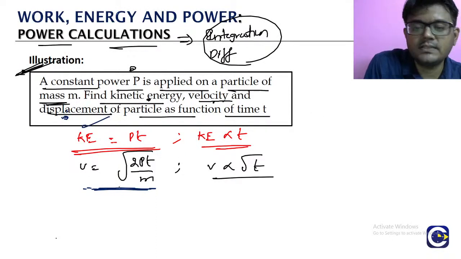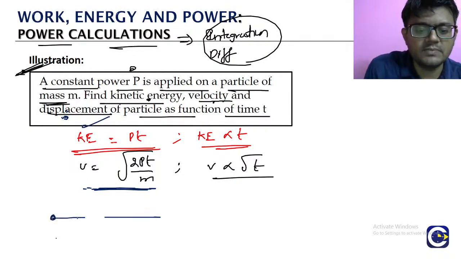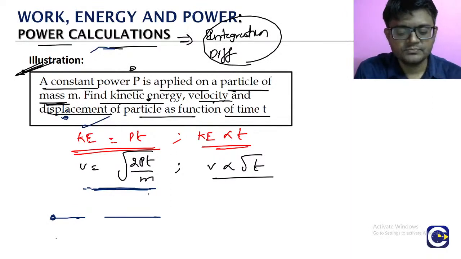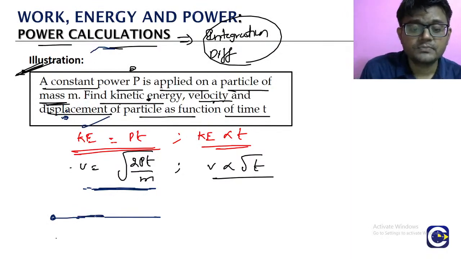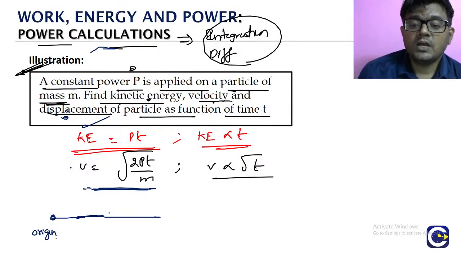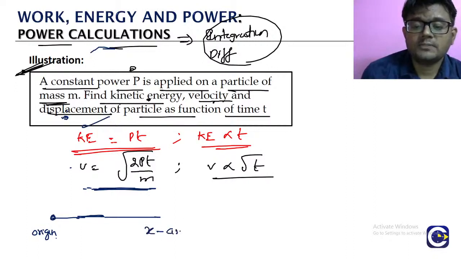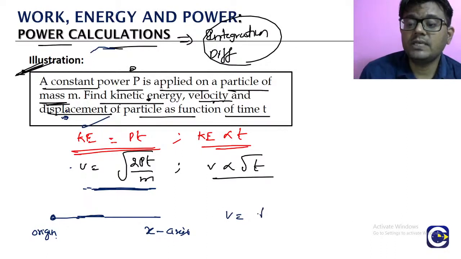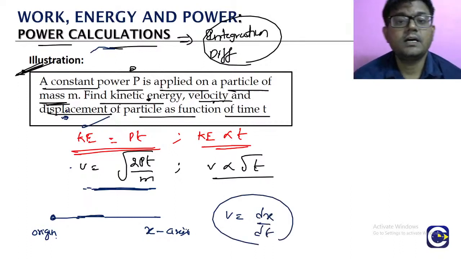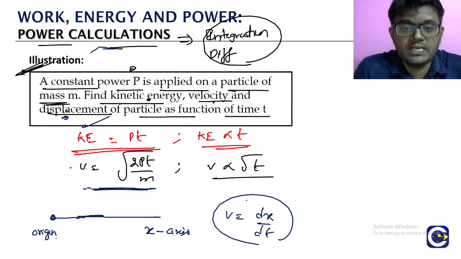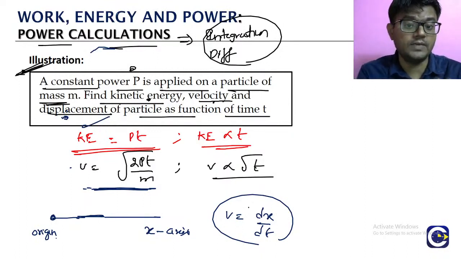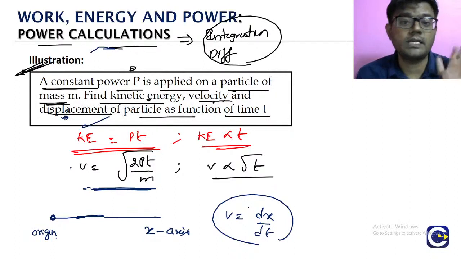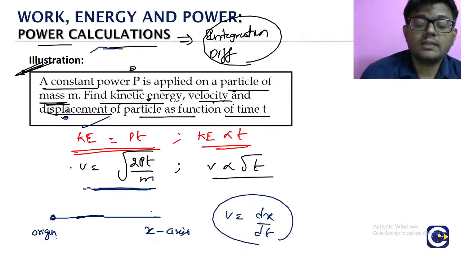If you look at the particle starting from the initial position, we can take the initial position to be the origin, and if it is moving along a particular direction, we can choose that direction as the x-axis. So at any given time, velocity will be equal to the rate of change of the position, which is the x coordinate here. We are assuming that the particle is moving along a direction, and that is what we are taking as the x-axis.